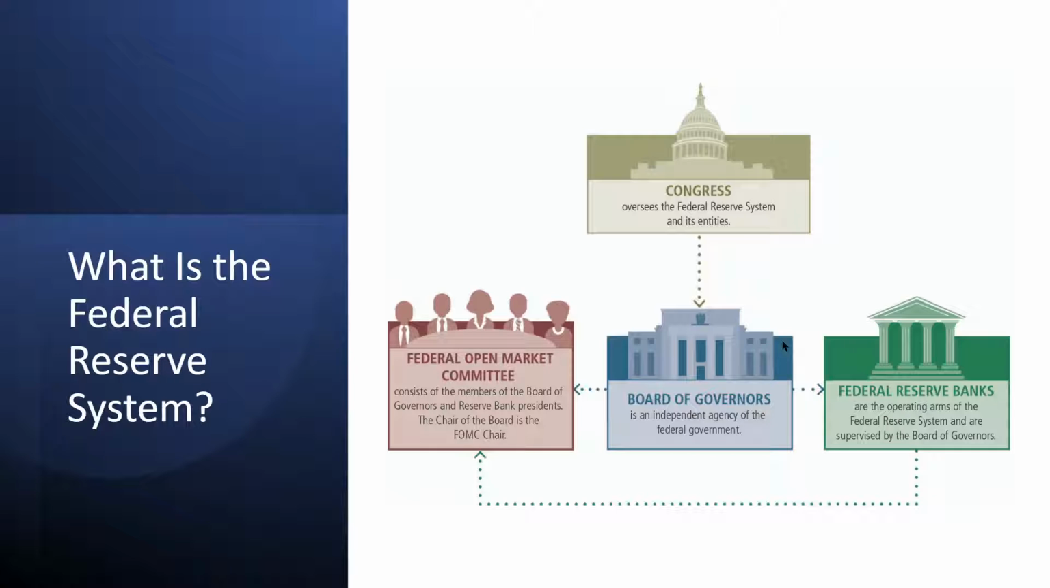And then there's the Federal Reserve Banks, and we'll talk about what those are. And then there's the Federal Open Market Committee, which is made up of members of the banks, the presidents, and then the members of the board itself. So it's got three parts of the Federal Reserve: the FOMC, the Board of Governors, and then the Federal Reserve Banks.